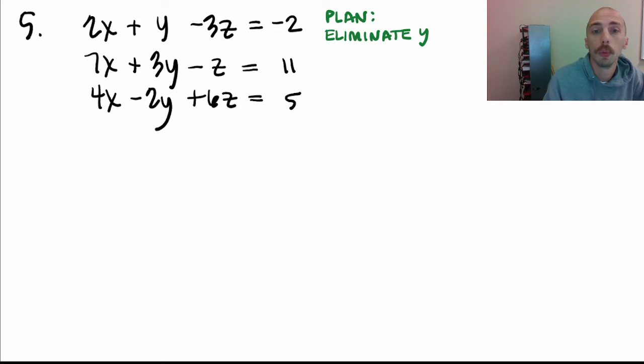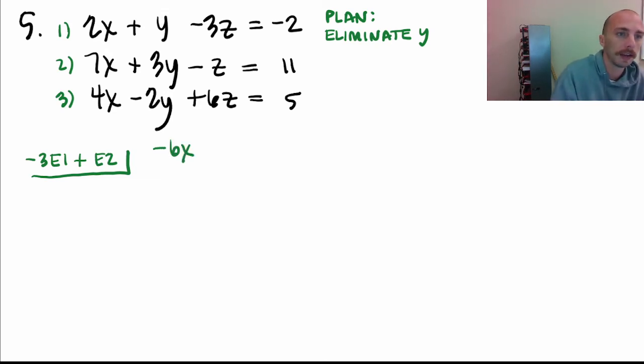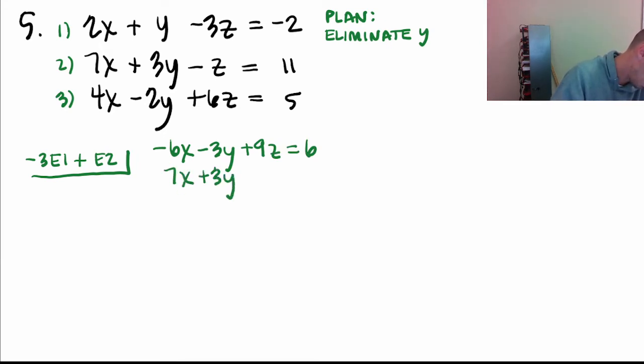But you can go whatever way you want, right? So I'm going to label them equation 1, equation 2, and equation 3. I'm going to say, all right, I'm going to need to do negative 3 equation 1s plus 1 of equation 2. And I might just write that in because I'm going to multiply everything in the first equation by negative 3. So negative 6x, negative 3y, positive 9z equals positive 6. And then I'm just going to copy in 7x plus 3y, no, minus z equals 11. And then I'm going to add them together. And I'll have negative 6x plus 7x, that's 1x, that's kind of promising, plus 8z equals 17.